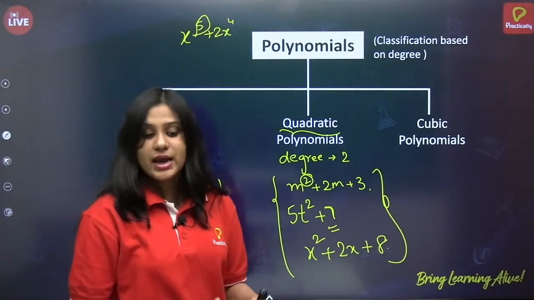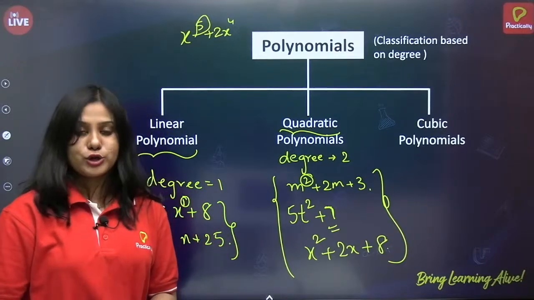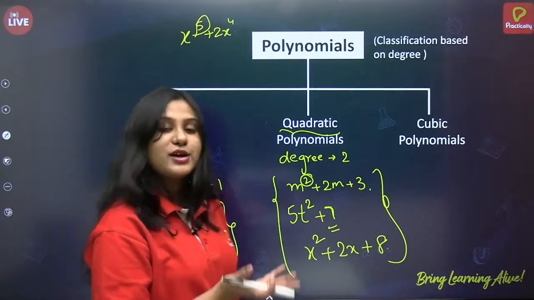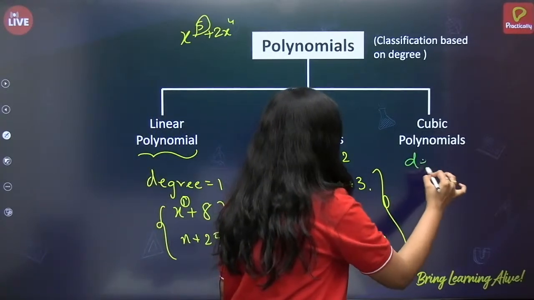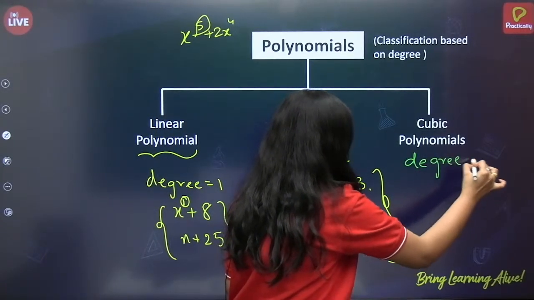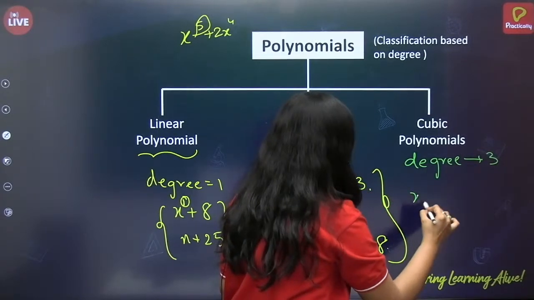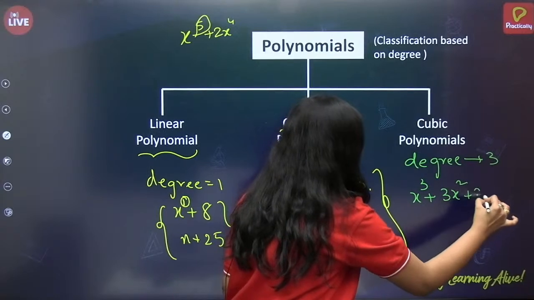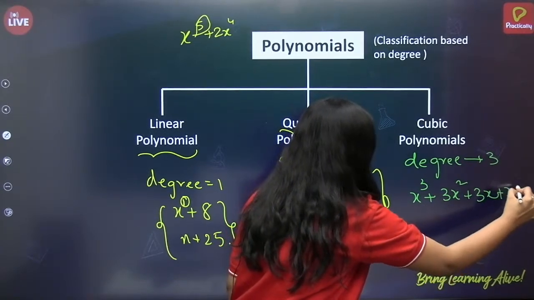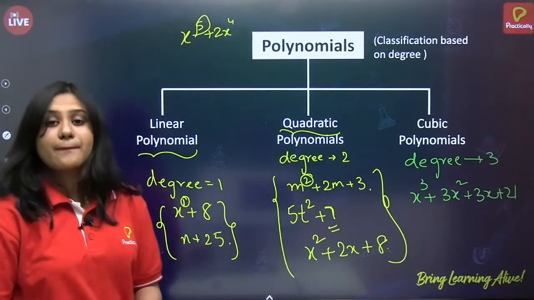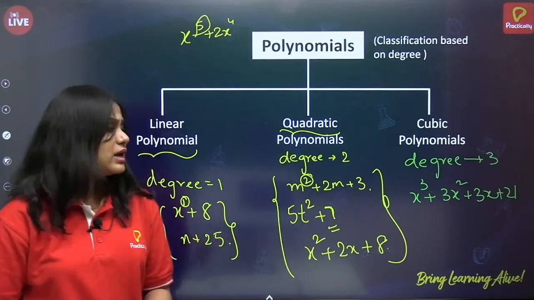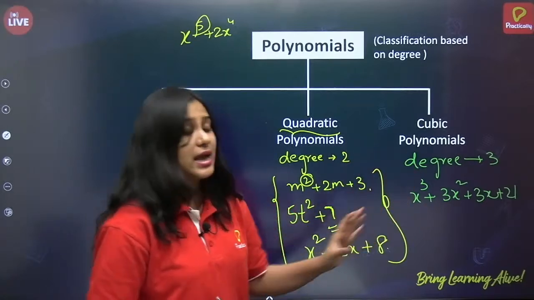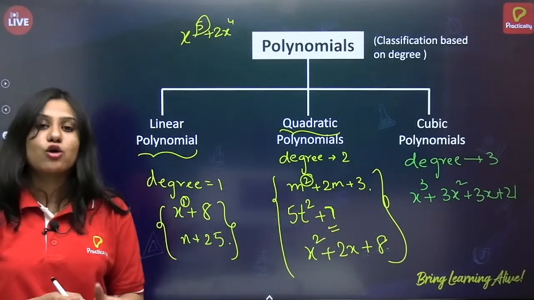Now, let us see and understand what a cubic polynomial is. What is meant by cube? 3, correct? So, your guess is right. The degree here is 3. Let me give you an example again: x cube plus 3x square plus 3x plus 21. This is an example of a cubic polynomial. Now, you just have to check the degree and classify the polynomials according to it.